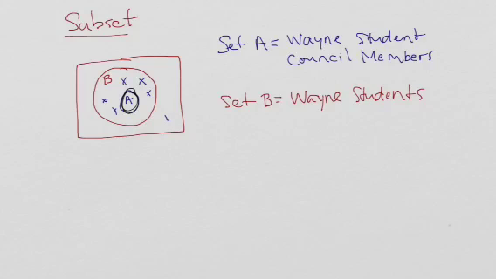All right? If someone was out here in this zone, those would be people that aren't either Wayne students or student council members. So myself, I would fit in that outside area. You know, your cousin, your uncle, your neighbor, they would fit in that area most likely. They're most likely not Wayne students or Wayne's student council members. So again, that's called a subset, and you would read it as A is a subset of B. That's how you would read that out loud.